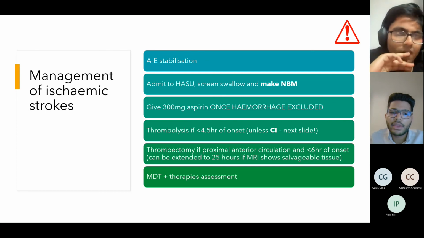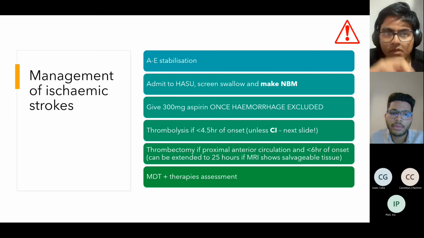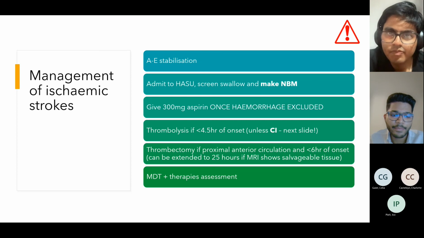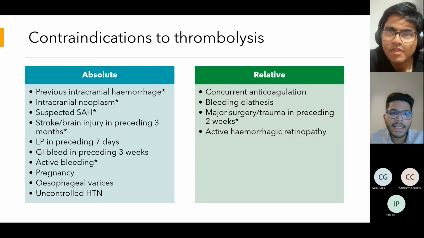So basically, the three things I want you to take away mainly are aspirin, thrombolysis, thrombectomy. And then obviously you want to do your MDT approach and your therapies assessment and stuff. Please have a read. Yeah, Anish.